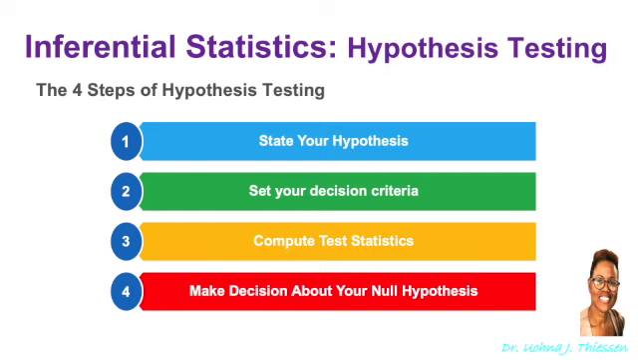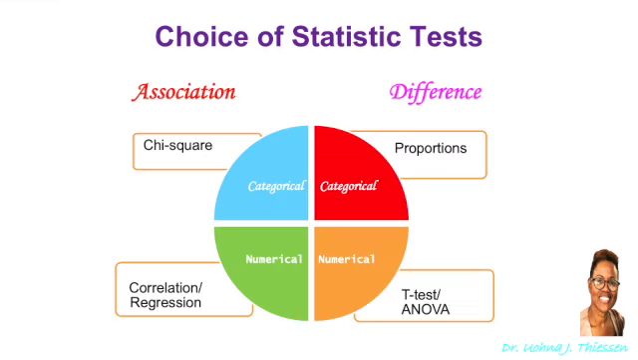Then we would go ahead and compute our statistical test, whatever that test is, t-test, ANOVA, regression, and once we get that, we would then make a decision about our null hypothesis, whether we reject or we accept. So this is a very simplified version of choosing statistical tests, right, based on the type of variables that we have and the research objective.